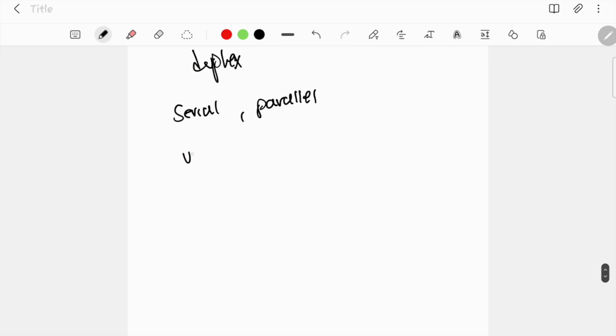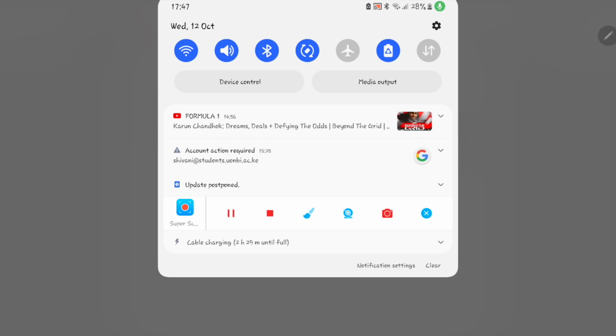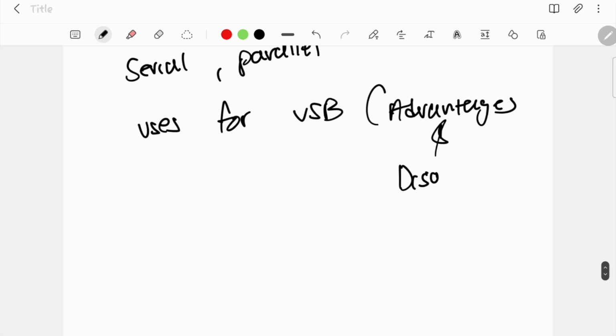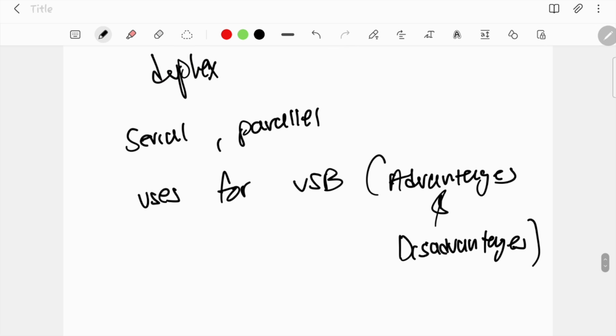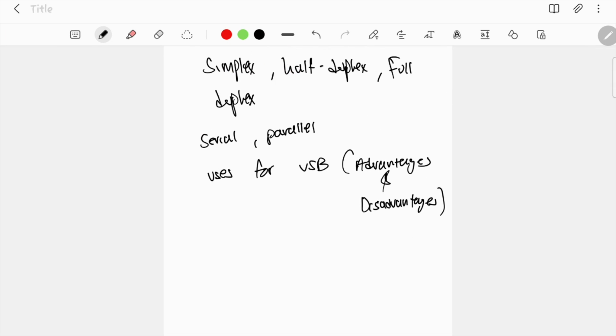Within this, you need to know uses for USB. So here we want advantages, okay, sorry about that. So here you need to know about the disadvantages. So here would be the uses of the USB. Okay, the uses of the USB.